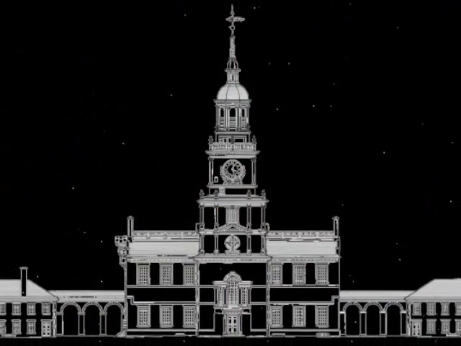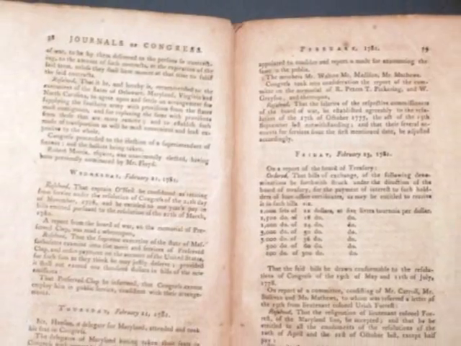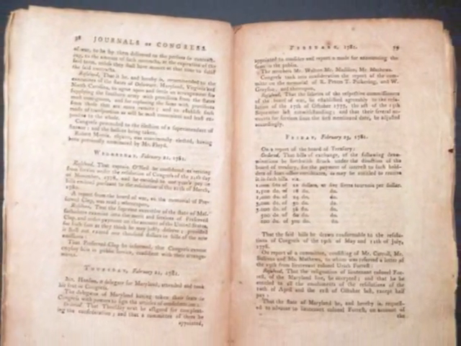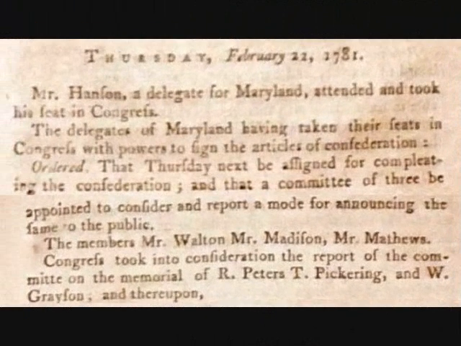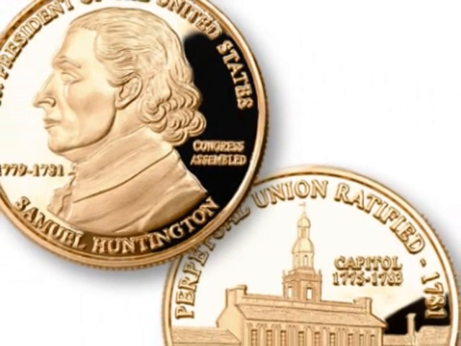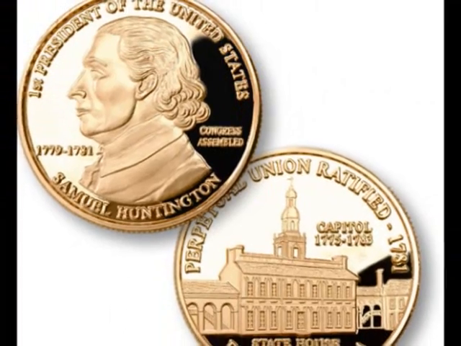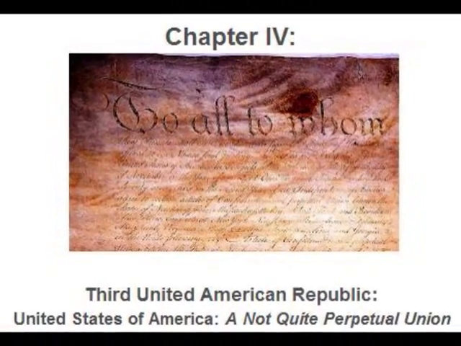On February 22, 1781, it was unanimously resolved by the U.S. Continental Congress that the delegates of Maryland, having taken their seats in Congress with the powers to sign the Articles of Confederation, ordered that Thursday next, March 1, 1781, be assigned for completing the Confederation. On March 1, 1781, the Articles of Confederation were adopted by the U.S. Continental Congress, and the Third United American Republic was born, the perpetual union of the United States of America.